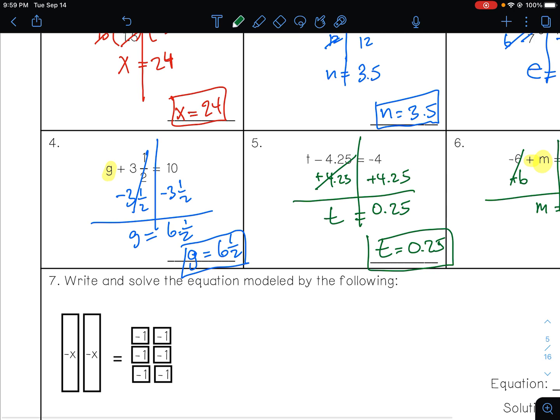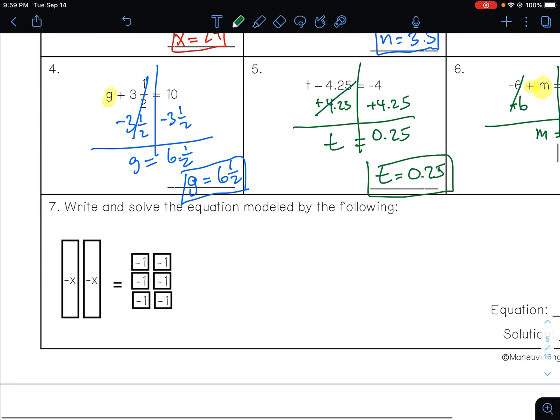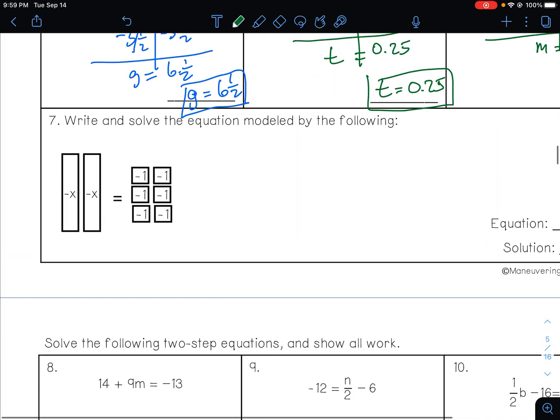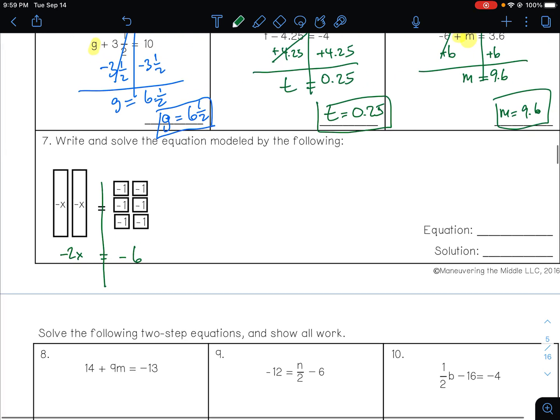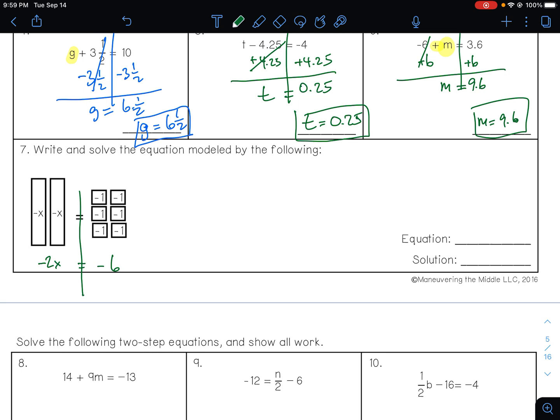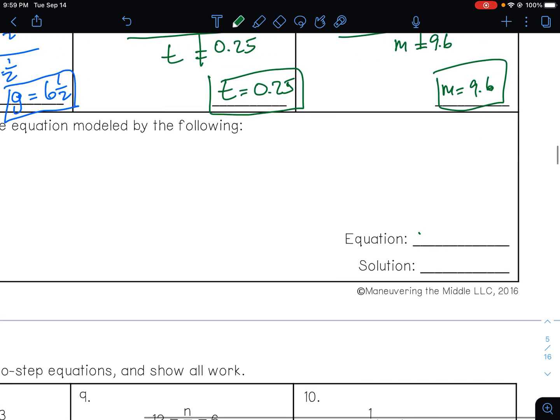Now we want to write and solve the equation modeled by the following. Here we have negative x and negative x. How many negative x's do we have? We have negative 2x. Bring down the equal sign. We have negative 1, negative 1, negative 1, negative 1, negative 1. How many negative 1s do we have? We have negative 6. So negative 2x equals negative 6. Let me write the equation right over here: negative 2x equals negative 6.